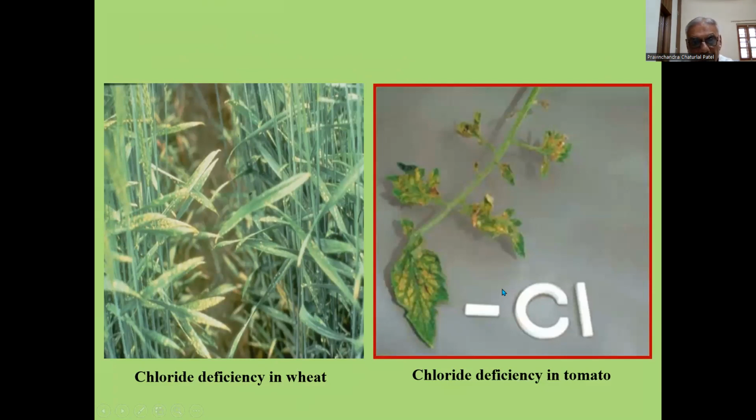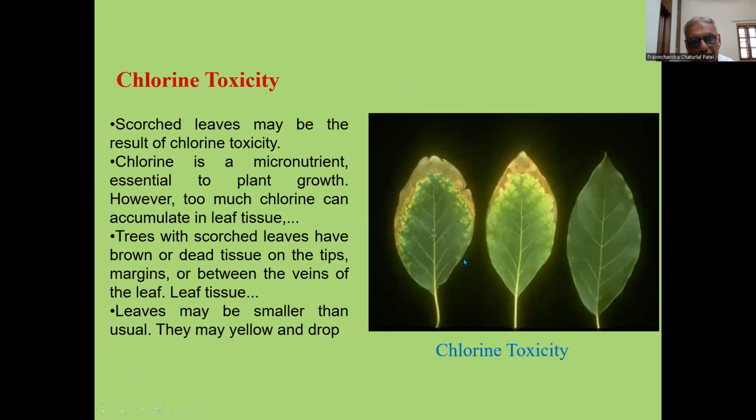So healthy growth. Here also chlorine deficiency in tomato crop. You can see the yellow ring, so chlorotic leaf production of the tomato has declined. Then chlorine toxicity. When there is chlorine toxicity, there will be scorching of the leaf. Trees with scorched leaves have brown or dead tissue on the tips, you can see the dead tissue on the tips, margins, or between the veins of the leaf. Leaves may be smaller than usual.